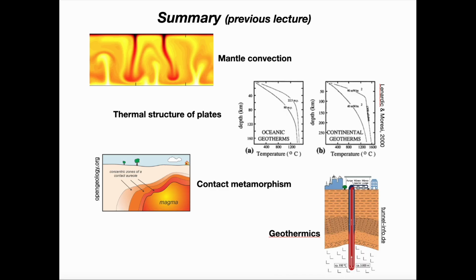It's being used, for example, in the simulation of mantle convection, or to derive the thermal structure of plates, be they oceanic plates or continental plates. It can also be used to study contact metamorphism, to understand how heat supplied by a magmatic intrusion affects the surrounding rock volumes. And it's, of course, a central equation when it comes to the study of geothermal processes.